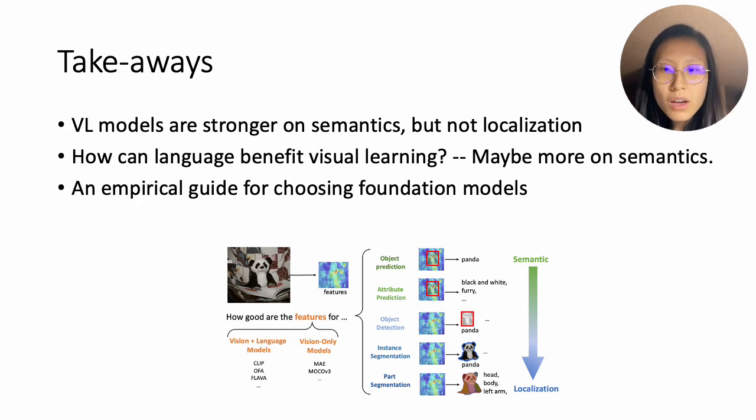To summarize, we probe the vision language models and vision-only models on 5 different tasks, ranging from semantic tasks to localization tasks. Our probing results suggest that vision and language models are stronger on semantics, but they are not stronger on localization. We hope our work can be an initial step to study the role of language in visual learning.